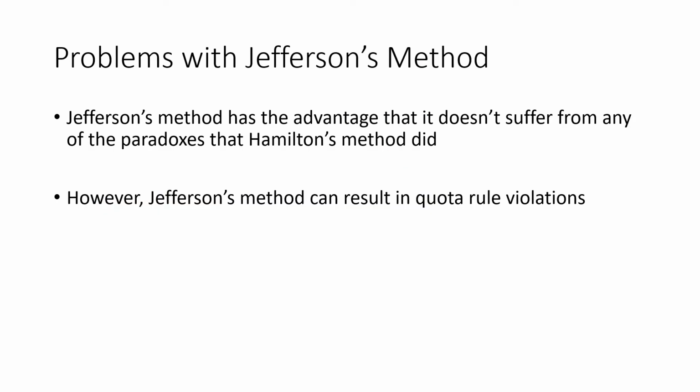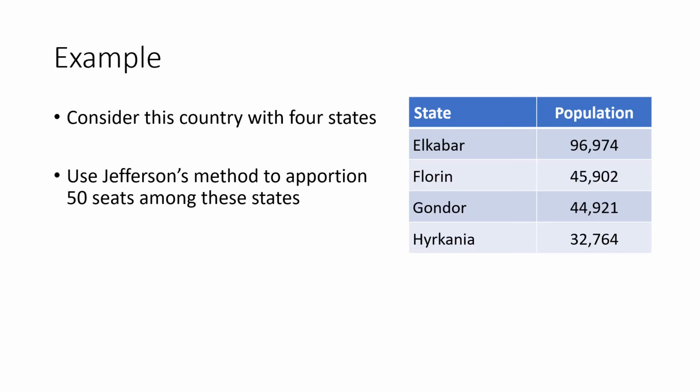Now, one of the advantages of Jefferson's method is that it doesn't suffer from any of those weird paradoxes that we talked about with Hamilton's method. However, Jefferson's method can result in quota rule violations. Remember that the quota rule says that for each state, you should get either your original fair share using the standard divisor, the same fair shares we were talking about with Hamilton's method, rounded up or rounded down. So let's think about this example.